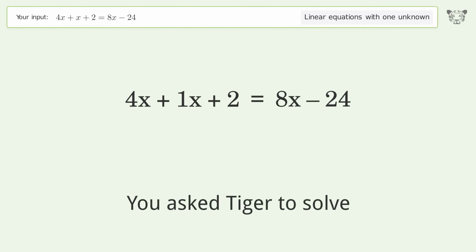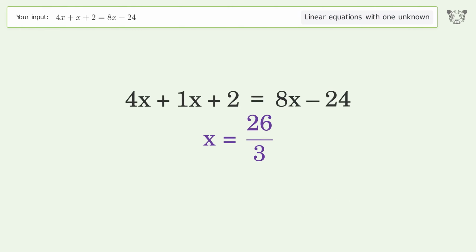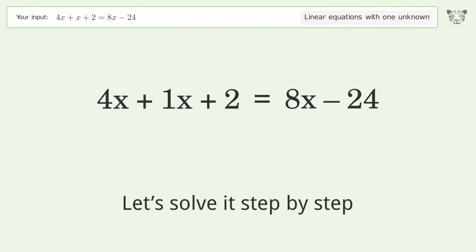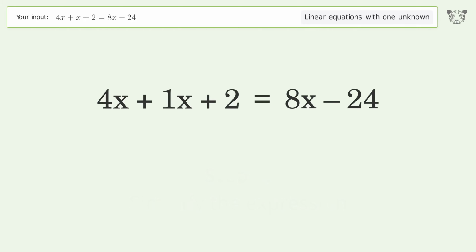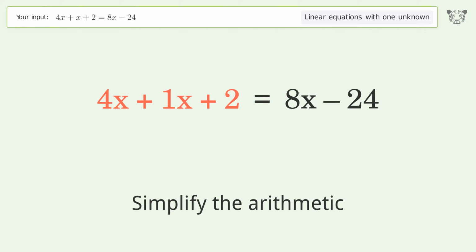You ask Tiger to solve this. This deals with linear equations with one unknown. The final result is x equals 26/3. Let's solve it step by step. Simplify the expression. Simplify the arithmetic.